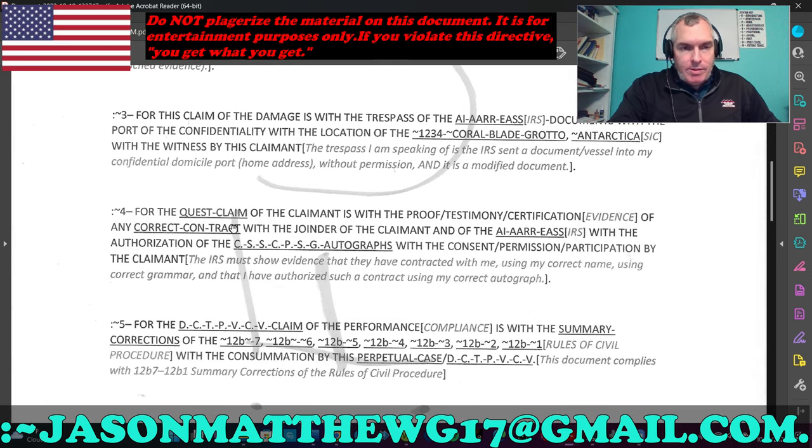So then the fourth claim is, for the quest claim of the claimant is, with the proof and testimony and certification of any correct contract with the joinder of the claimant and of the IRS, with the authorization of the correct sentence structure autographs, with the consent and permission and participation by the claimant. I said the IRS must show evidence that they have contracted with me using my correct name, using correct grammar, and that I have authorized such a contract using my correct autograph.